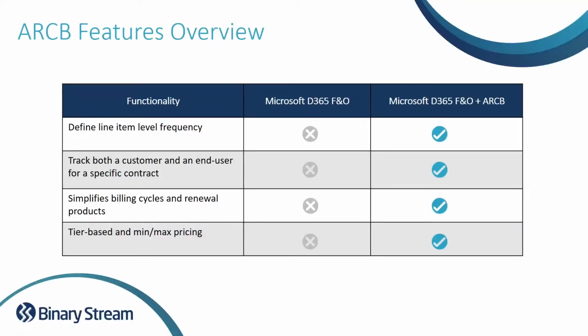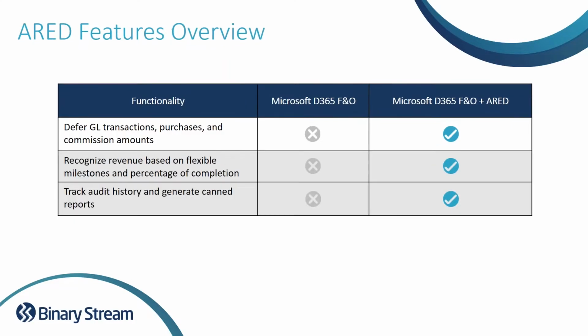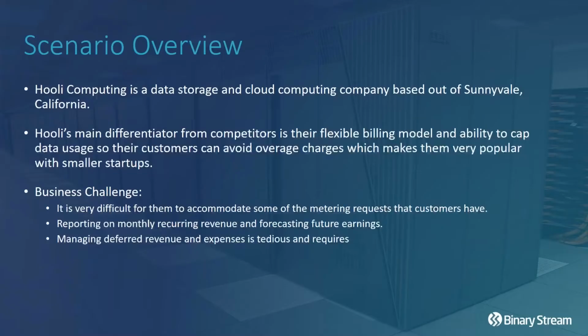Okay, so a couple of quick feature overviews here that show what we have compared to the F&O solution out of the box. You can read those for yourselves. This is the one for ARC-B. We've also got one here for ARED. For right now, let's take a look.